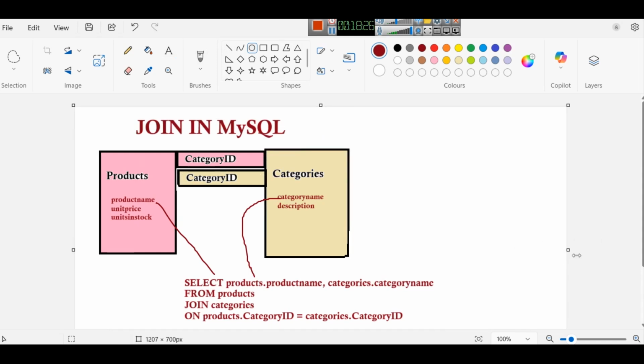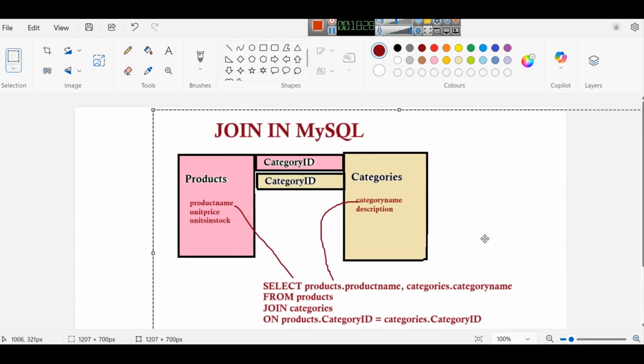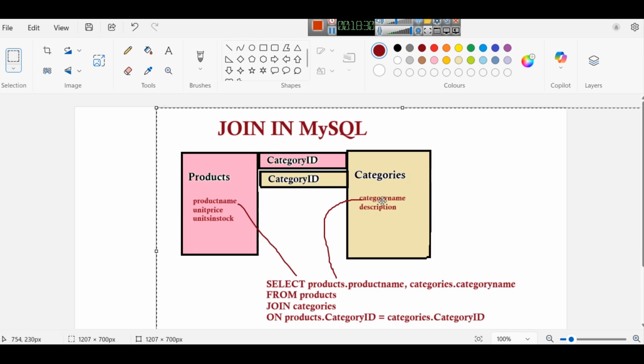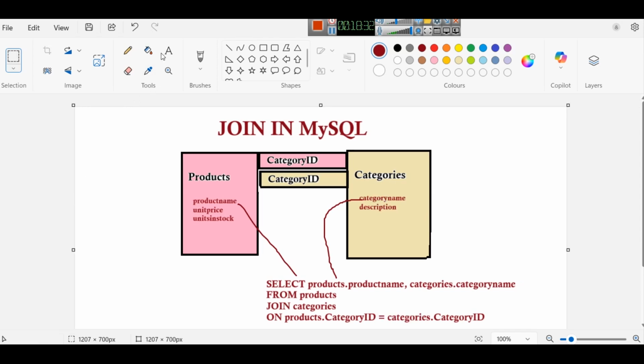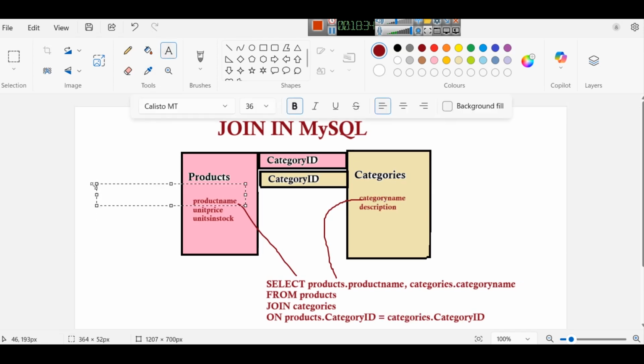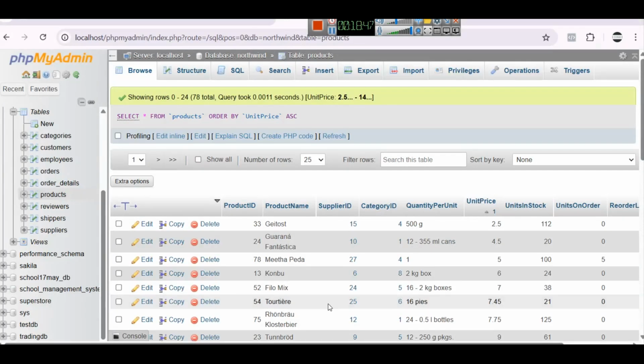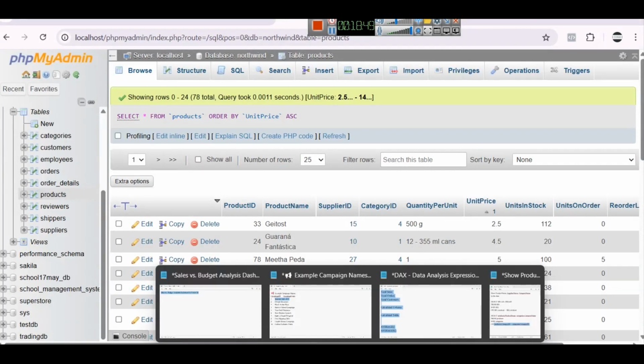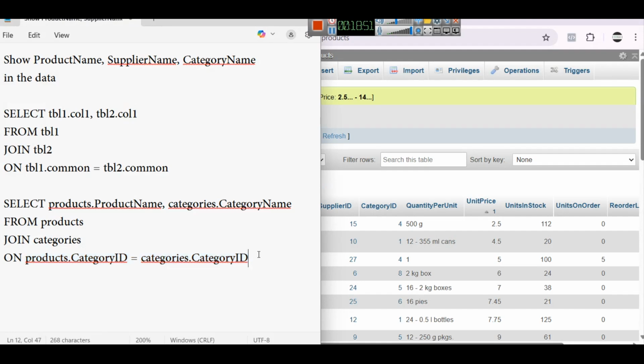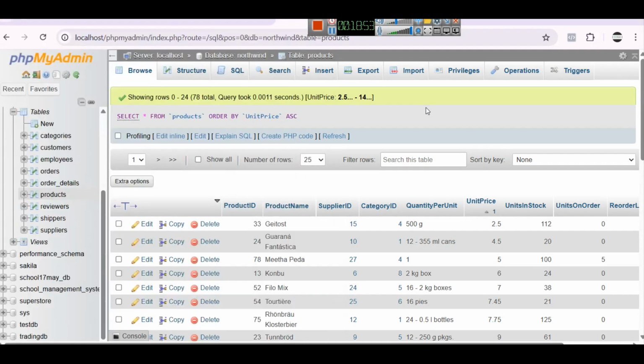This way you can apply join in SQL, and this is an example of inner join. Left and right we will discuss later. I am saying that once again, but this is inner join. Okay, so now let's copy our code and see what errors we have.